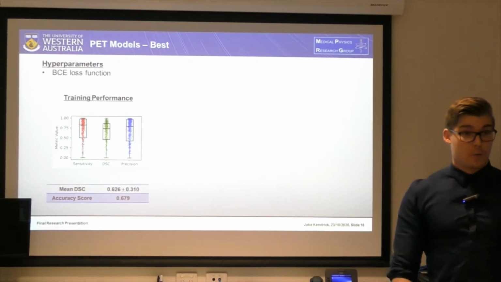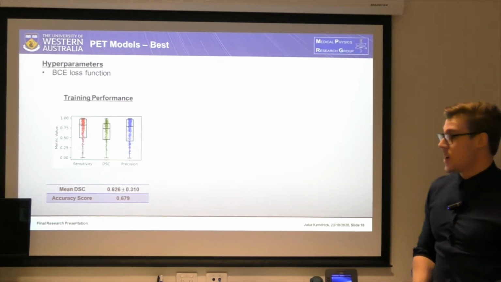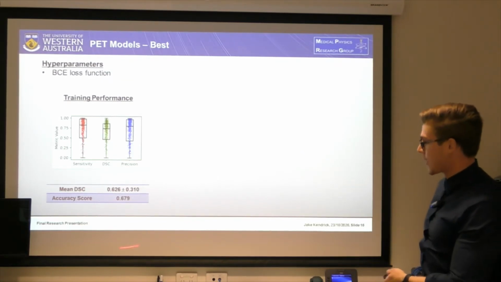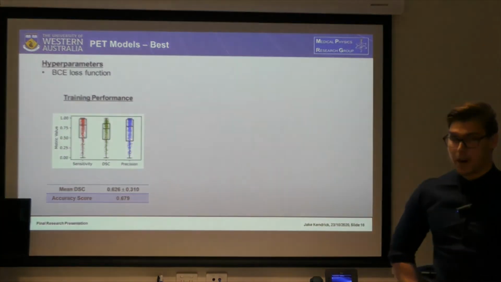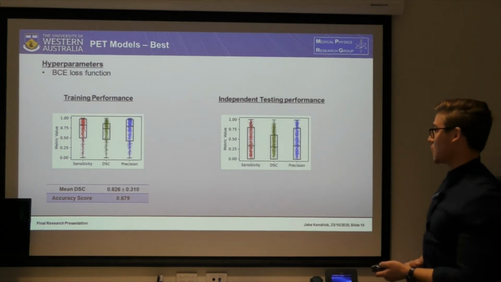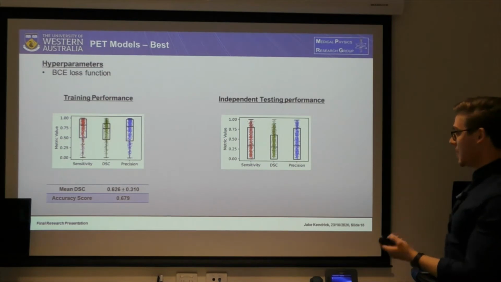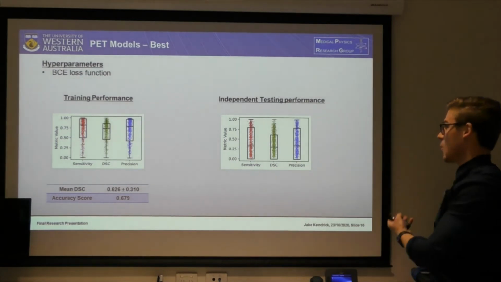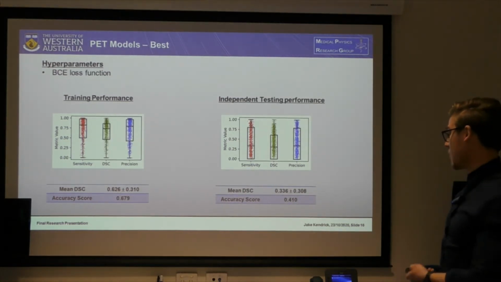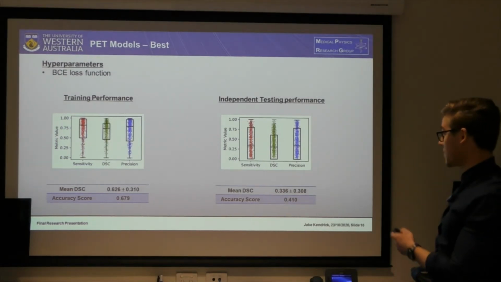Now, on the training data, the model performs actually quite well. So we have a quite favorable distribution of metrics, and we have a mean dice score of 62.6%, which is quite good, and an accuracy score of 0.679. For just using the patient PET images, that's really good. However, when we then go on to independently assess the model on the aforementioned 84 patients, the distribution of the metrics shifts quite obviously towards 0. And the dice score and accuracy score decrease as well. So we get a 33.6% dice score and an accuracy score of 0.410.